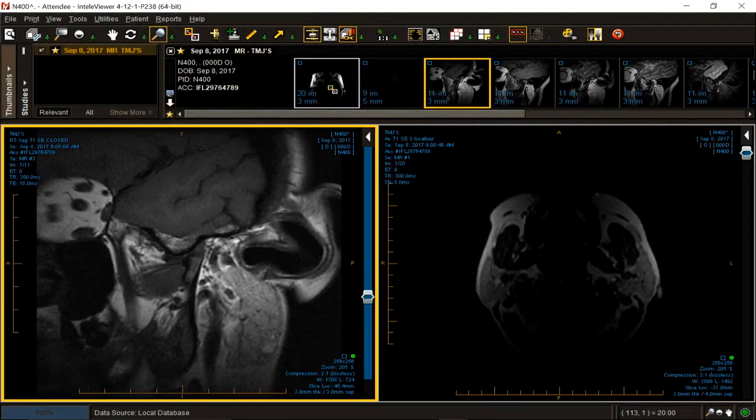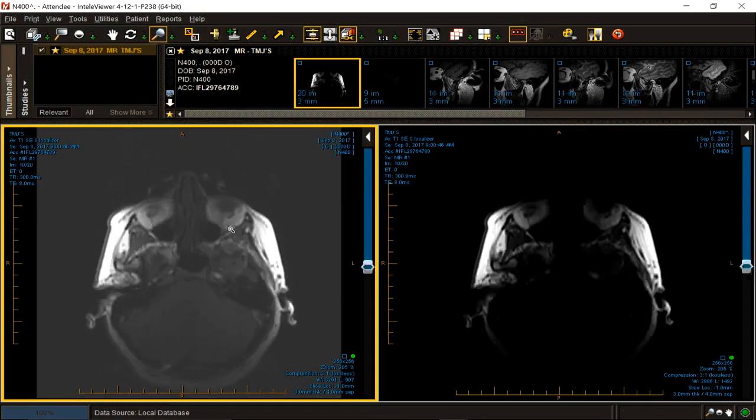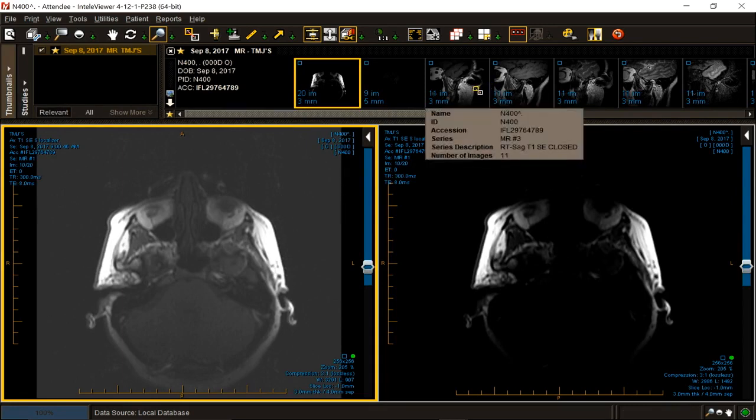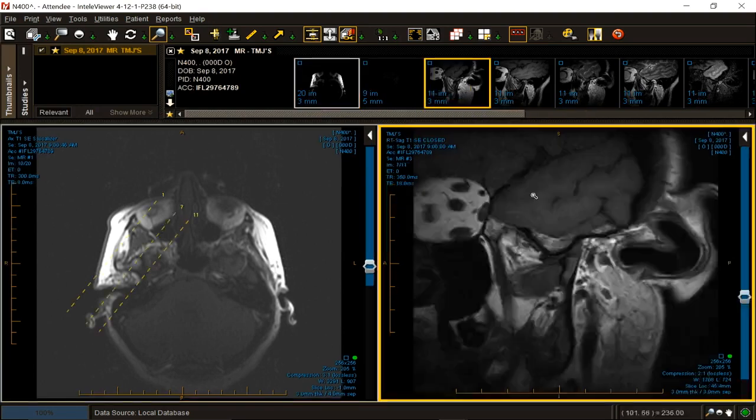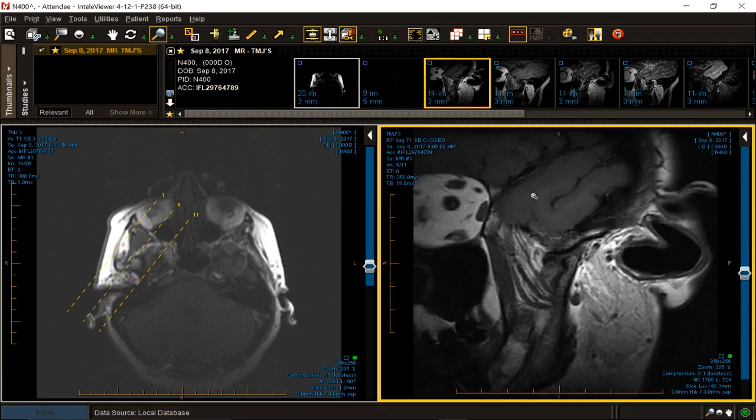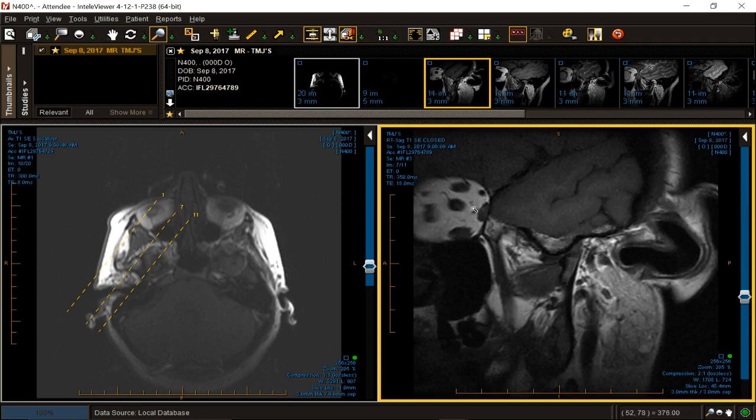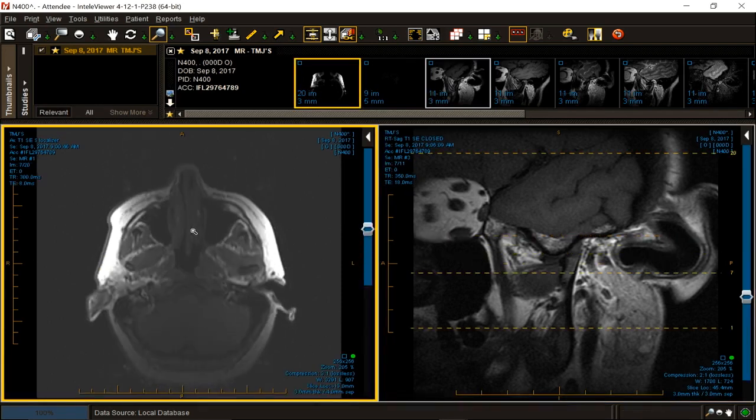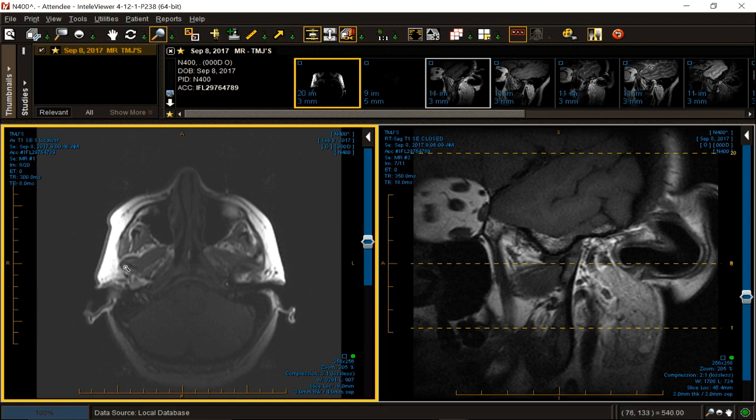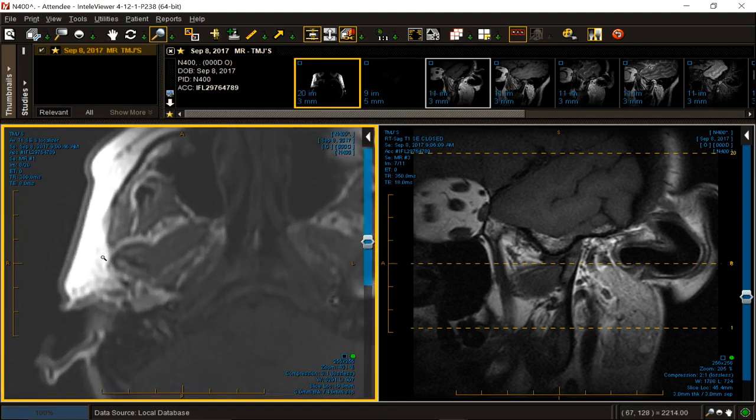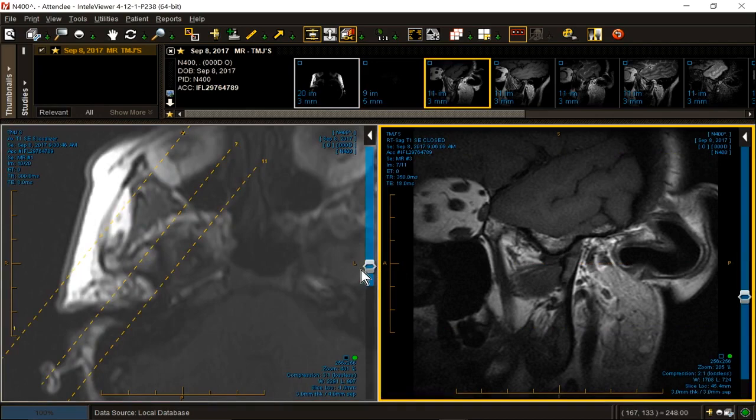The one thing I would encourage you to do is get a scout, because otherwise you'll be struggling to figure out which side you're on. You might take 45 minutes to read a TMJ, and then you get fired. Now, our technique is not a straight antero-posterior technique. It's not a straight orthogonal sagittal. It's an oblique sagittal that is perpendicular to the axis of the condyle. There's the condyle. Here's our axis.